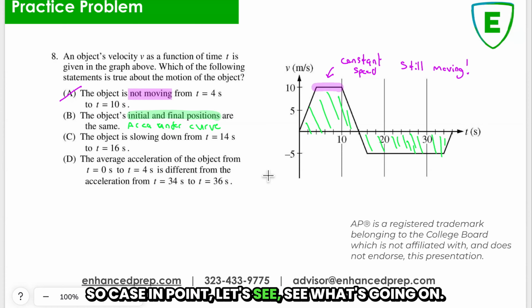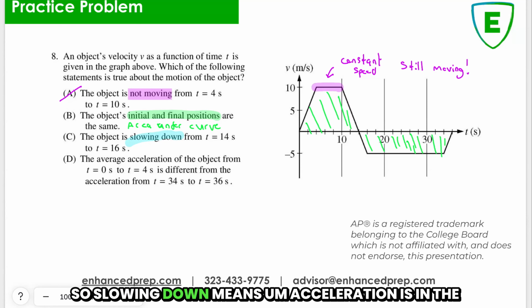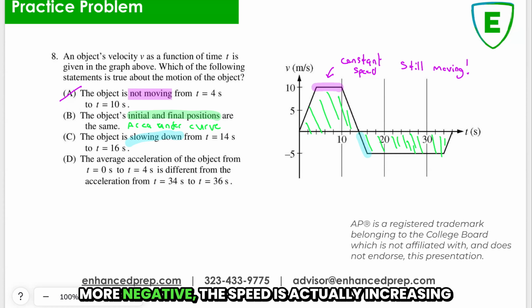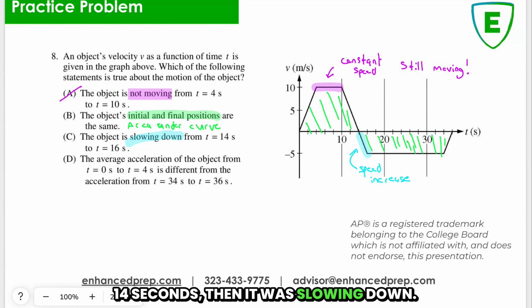So case in point, let's see C, what's going on? The object is slowing down from t equals 14 to t equals 16. So where is that? Right here. So slowing down means acceleration is in the opposite direction. But because we have negative values and they get more negative, the speed is actually increasing here. Beforehand, when it was a positive speed, so before 14 seconds, then it was slowing down. But after that, it's going in the other direction, but the speed increases. So that's not true.